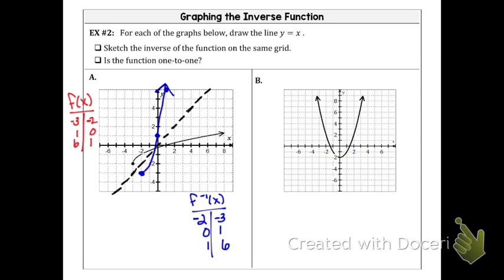They do. Is it 1 to 1? Well, we could have checked that before we even drew in the inverse function, because I can look at the horizontal line test and I can see that it's only going to cross that graph of that line one time, so therefore it is a 1 to 1 function.